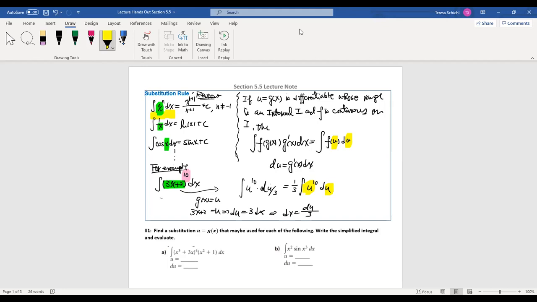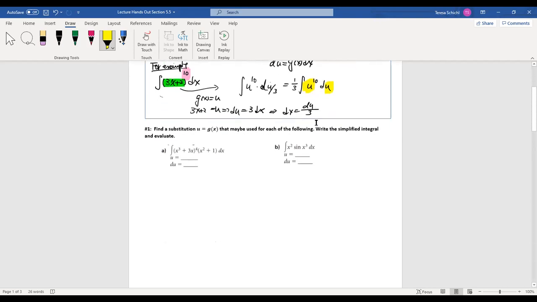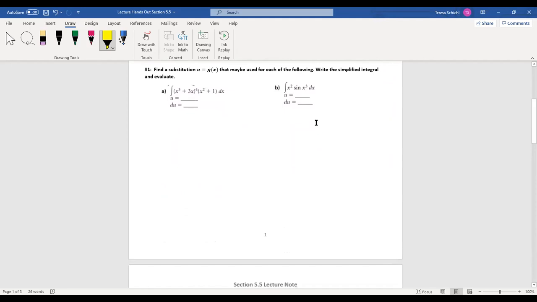So you can simplify it to an existing antiderivative formula, which you are familiar with. All right, so now let's take a look at that. Let's start with this one here. Let's say the u, this is f of x cubed plus 3x here, and the x squared plus 1.